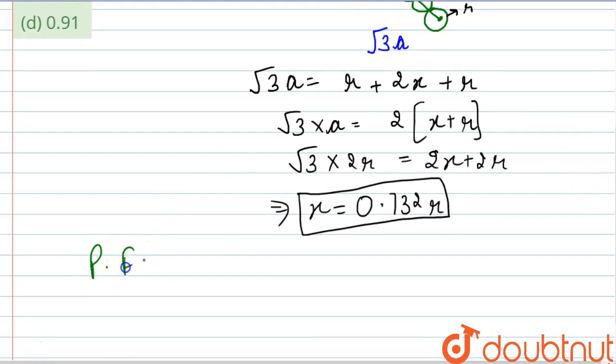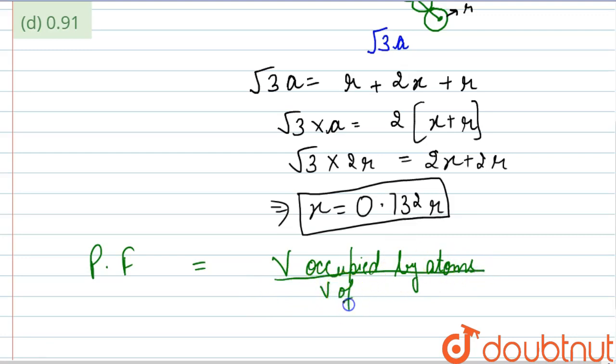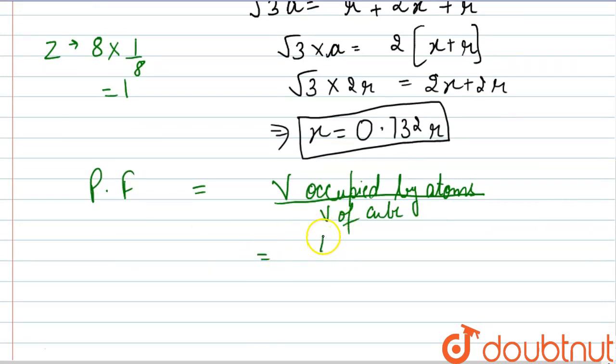Packing fraction or packing efficiency is the volume occupied by the atoms, total atoms, divided by the volume occupied by the cube, that is the volume of the cube. Now we know that if we calculate the number of atoms per unit cell of a simple cubic crystal, 8 atoms are associated with the corners and their contribution is 1/8, so there is a total of 1 atom per unit cell. So the volume of one atom will be equal to 4/3 pi r cube, that is the volume of a sphere.